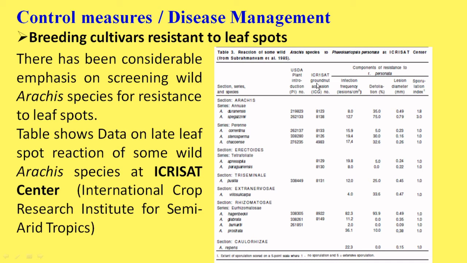Like that, throughout the world there are different centers, and these centers are dedicated to various crops which may get cultivated in arid zones. One of them is groundnut. By considering various aspects, such as how much defoliation takes place in different species of Arachis, the dimension of lesions, or in what way sporulation takes place, the disease resistance breeding program was initiated.